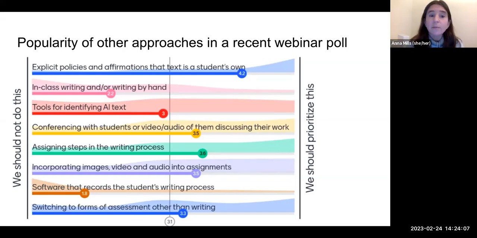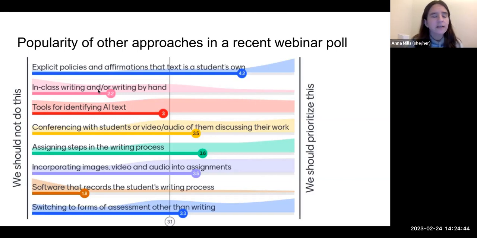We can make explicit policies. That's relatively easy to put in a syllabus or in an academic integrity policy for a school, one that actually talks about AI and what uses might be appropriate and inappropriate, and what the expectations are about acknowledging which text comes from a language model. We can ask students to affirm that the text is their own, that they have written it, as we sometimes do to prevent plagiarism.